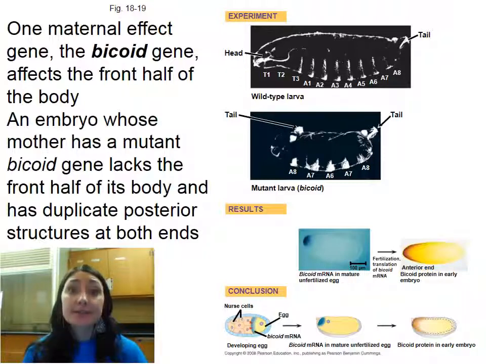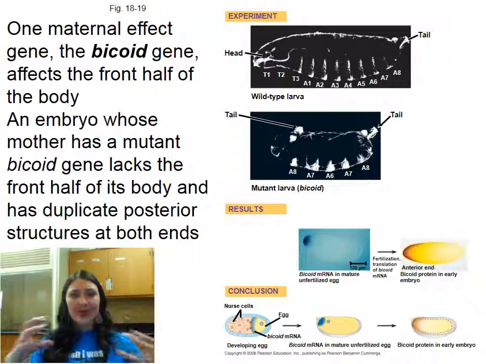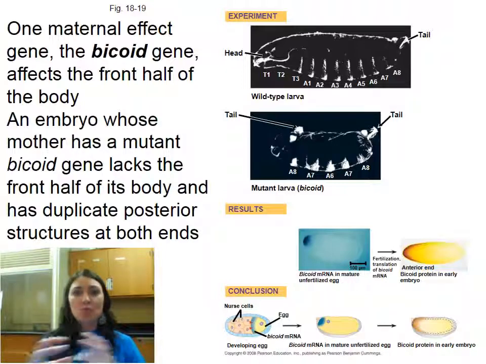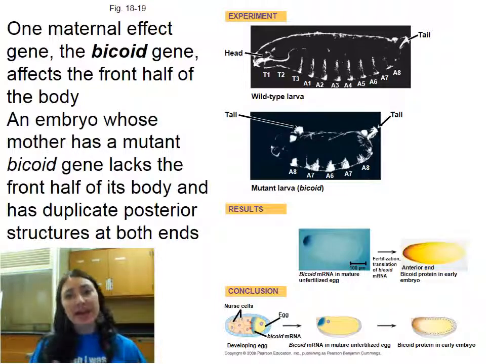Some fun studies on fruit flies that we've done involve the bicoid gene. And the bicoid gene is what is going to determine where the head, or the anterior of the organism is. So if you have an embryo whose mother has a mutant bicoid gene, meaning it's not functioning properly, it's not going to have the front half of its body, and it's in fact going to have a tail on either end because it doesn't recognize where the head is. It can't establish that axis.